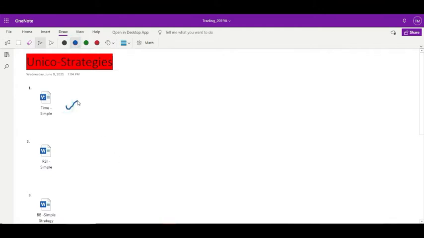We are done with these two strategies, the simple time strategy and the RSI simple strategy. Now we are going to the BB, what we call the Bollinger Band mean reverting strategy simple. That's the one we are going for. I just stick with red so that you understand what we are doing. If I click here, it gives me an option for downloading. There's no need, as I said. Let's get straight into it.